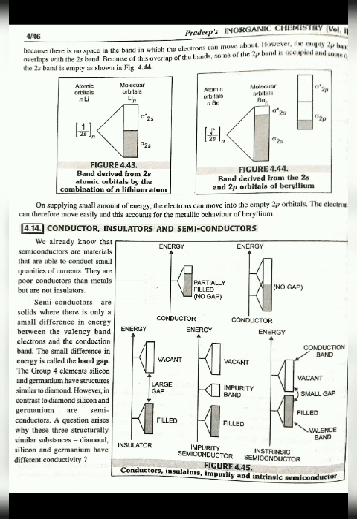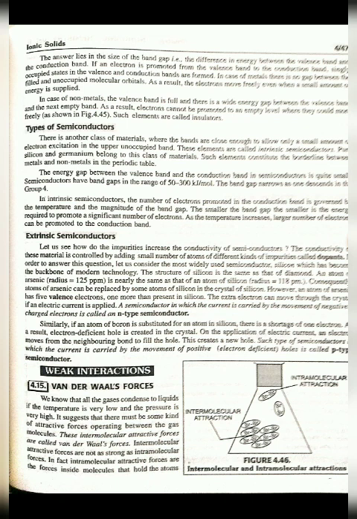A question arises why these three structurally similar substances, diamond, silicon and germanium, have different conductivity. The answer lies in the size of the band gap, that is, the difference in energy between the valence band and the conduction band. If an electron is promoted from the valence band to the conduction band, singly occupied states in the valence and conduction band are formed. In the case of metals, there is no gap between the filled and unoccupied molecular orbitals. As a result, the electrons move freely even when a small amount of energy is supplied.